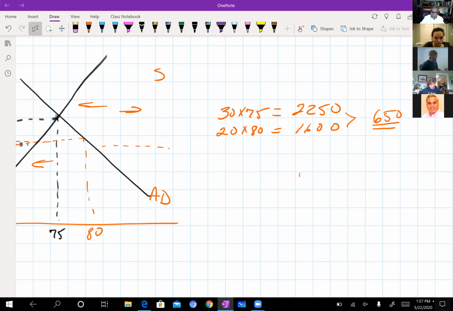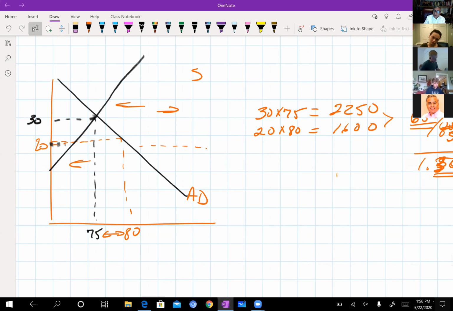So it's 650 divided by, actually, divided by 5, because now they're selling 5 more units. 650 divided by 5 is how much? Oh, I'm sorry, I got that backwards. 650 divided by 5 is 130. So the additional revenue those units brought them was 130 per unit.